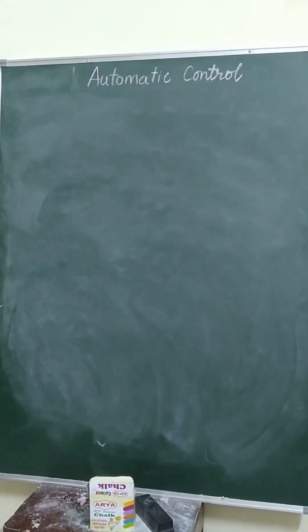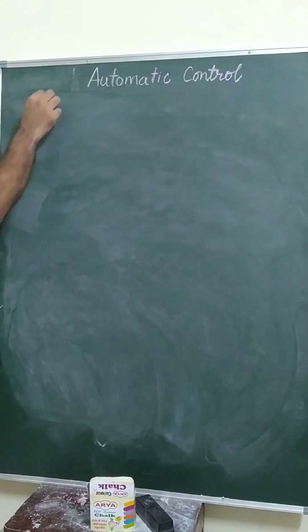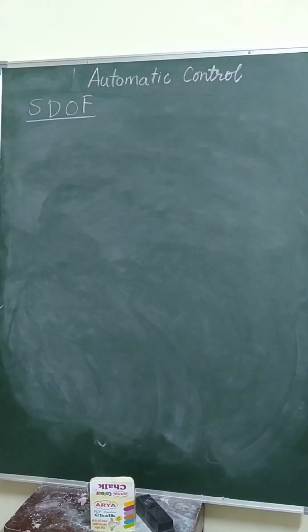So in the last class, we had seen a single degree of freedom system. We have taken that as an example, and we're continuing with that. We try to identify the various components of a control system using a single degree of freedom system. Okay. So it was a SDOF system. Very familiar with that system.